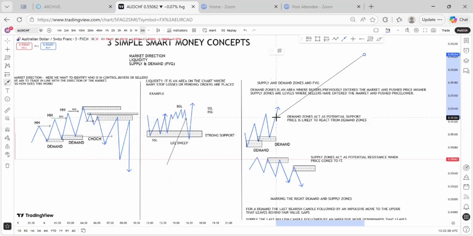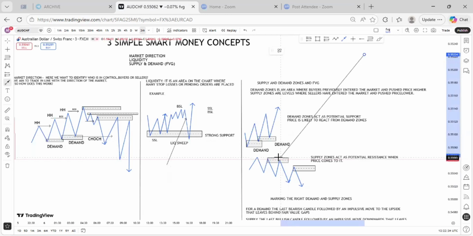So you have to understand that these demand levels would serve as strong areas. They can serve as support and resistance levels to push price or to make price react whenever price comes back to them, right? Vice versa, same thing with the supply zone. A supply zone can act as a major resistance whenever price comes back to it.